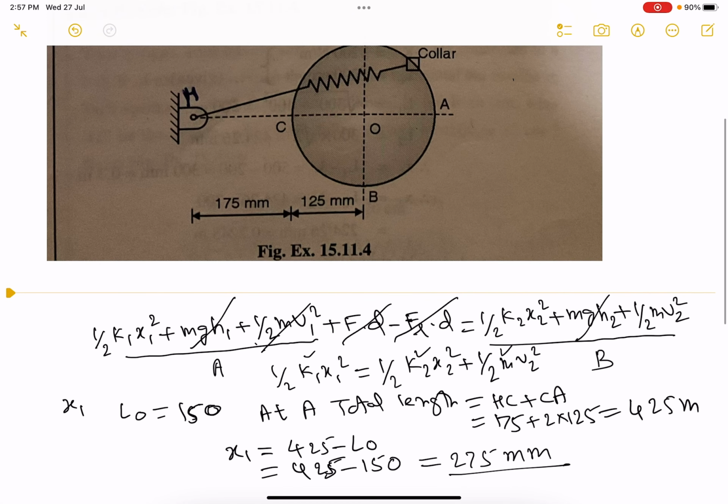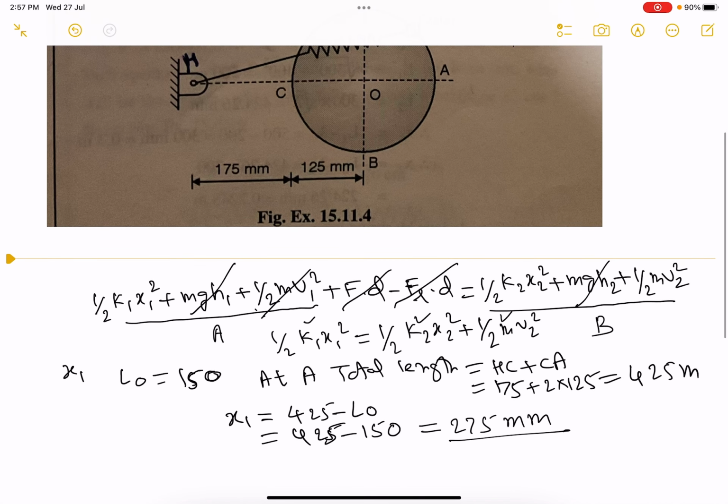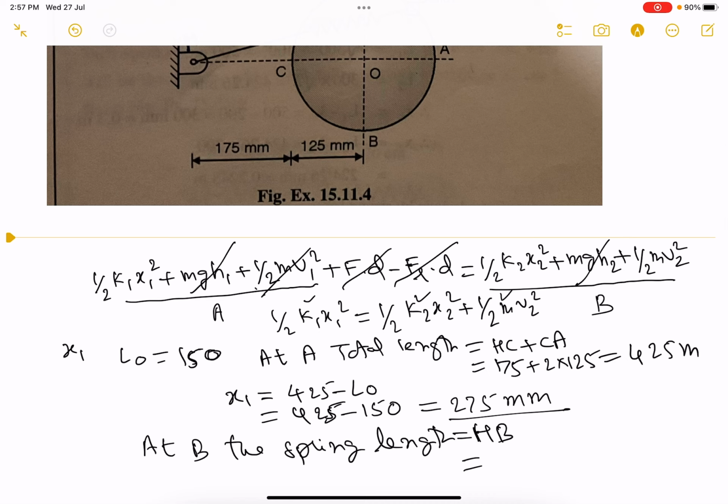Please note, the collar is coming at B, so at B the spring length is equal to HB. Now, how would you find out HB? If you see, you have to use Pythagoras theorem.